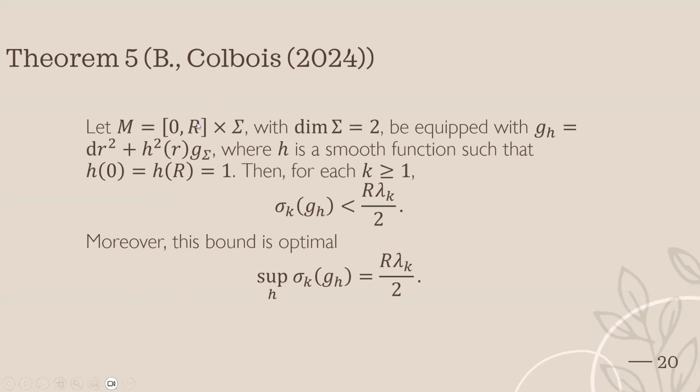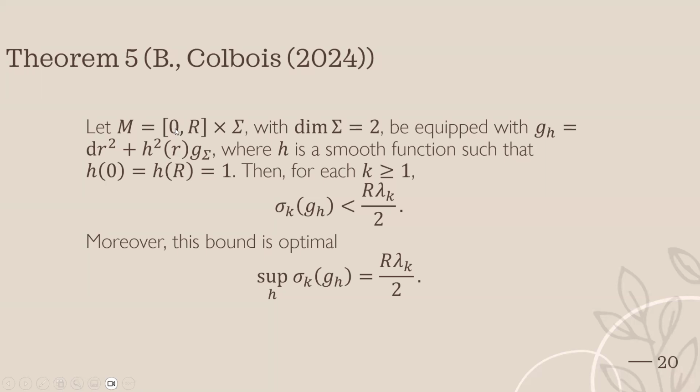So we proved that if we consider the following product, 0r times sigma, so really a general warped product, with sigma of dimension 2, and we equip this product with the warped metric. So h is a smooth function on the interval 0r. And just to simplify the calculation, we fix the value of h on the boundary of the interval, and we fix it to be equal to 1 at both ends of the interval.